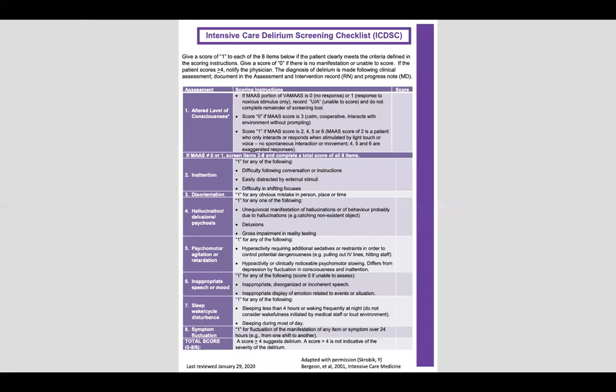And so here's the scoring form for the ICDSC. Again, this one looks at more factors than the CAM-ICU. And so think about all the information that you could gather from utilizing this tool about your patient's symptoms.